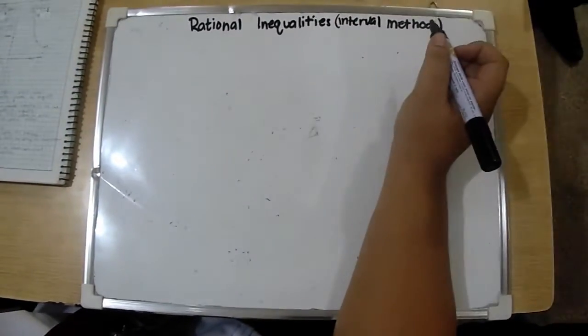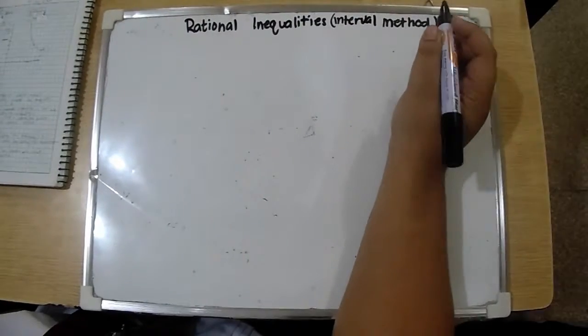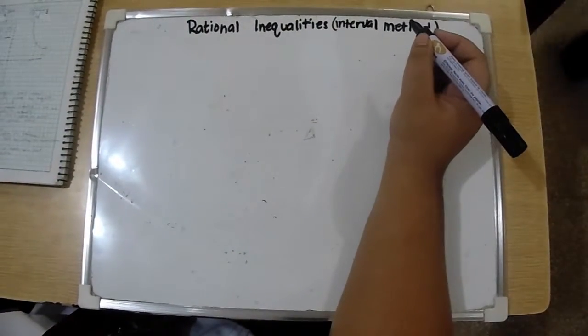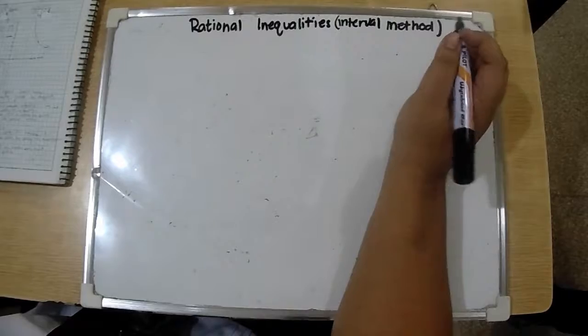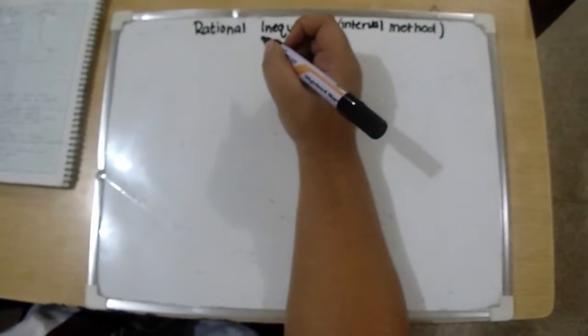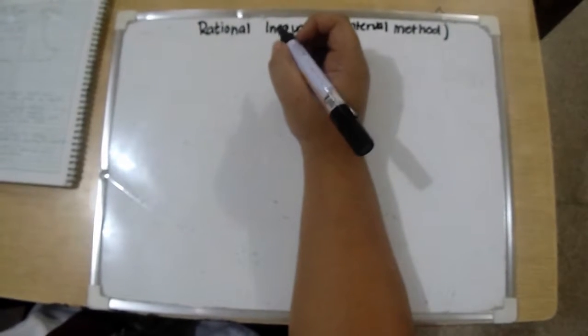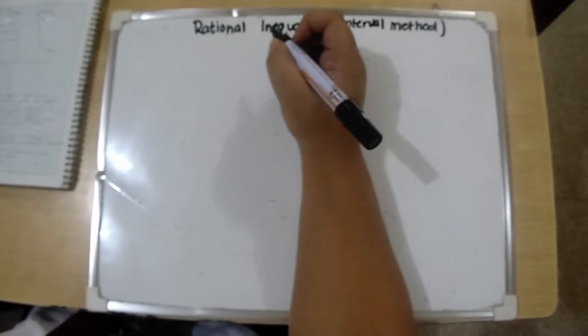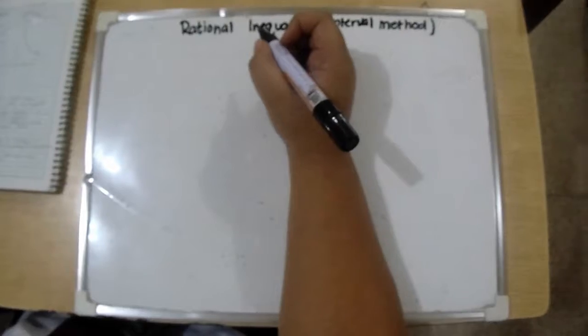First, set the inequality to 0. Find the x-intercept by setting the numerator to 0. Determine the undefined values by setting the denominator to 0. And last, mark the critical values on a number line. Check the intervals for the final solution.